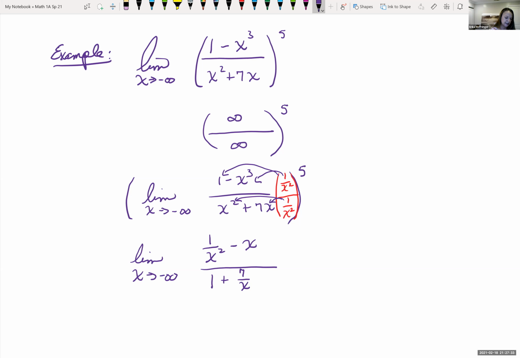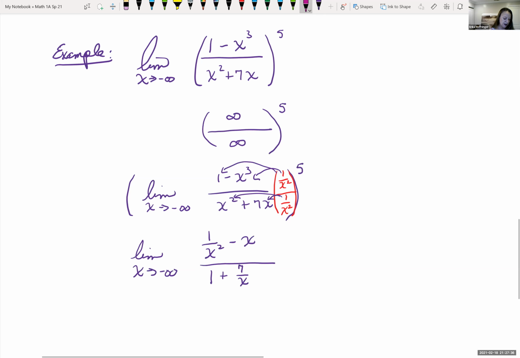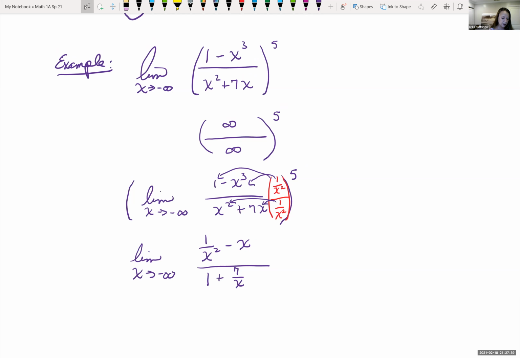So now when we look at this and we plug in negative infinity wherever we see an x, notice this 1 over negative infinity quantity squared goes to 0. If I plug negative infinity into this minus x, well, that's minus a negative infinity. That piece right here tells me it's going to infinity. And then I have the bottom. As x goes to negative infinity, it's just 1 plus the 7 over negative infinity, and this goes to 0.